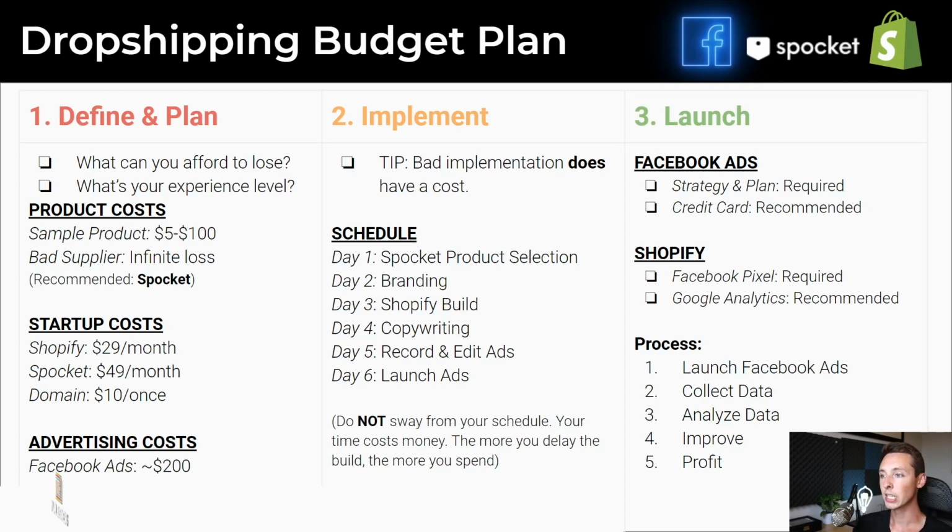So let's go through this schedule, and I'm going to dive into different sections of it and show you how you can accomplish these within a single day. So first up, we have Spocket product selection. I'm going to hop over there, talk about the margins, talk about how I refer to the premium membership and the opportunities with premium, and then we will hop into branding right after that.